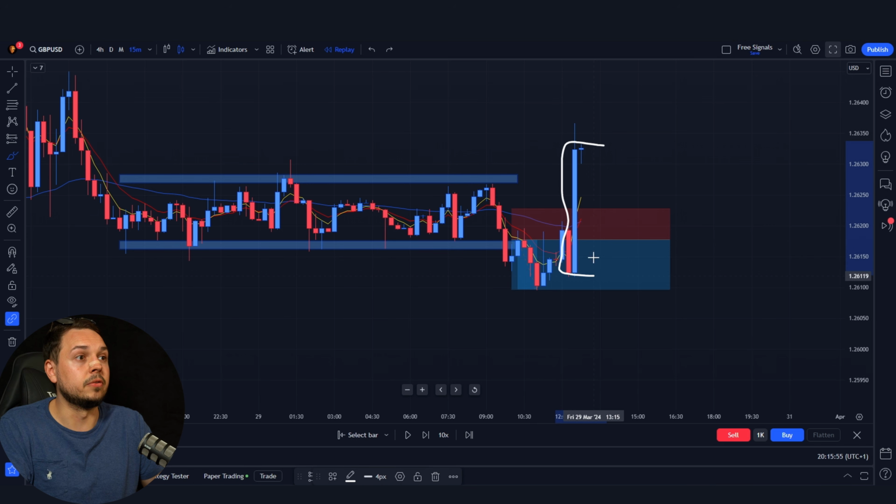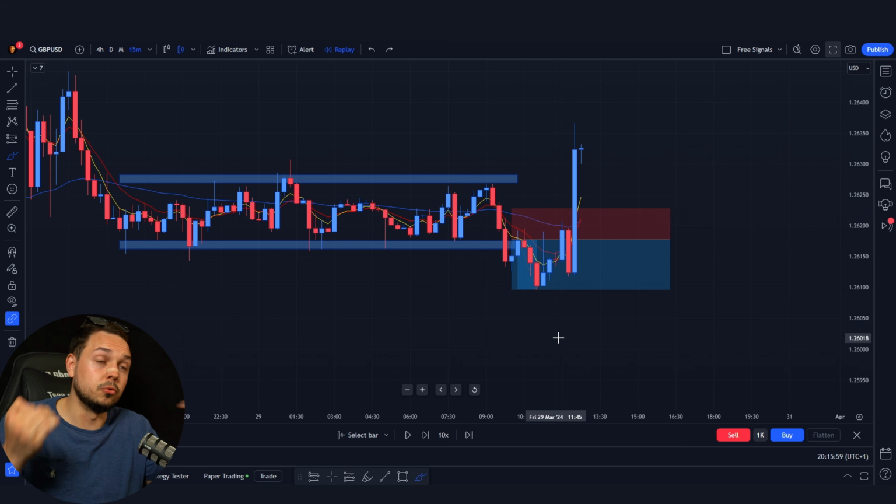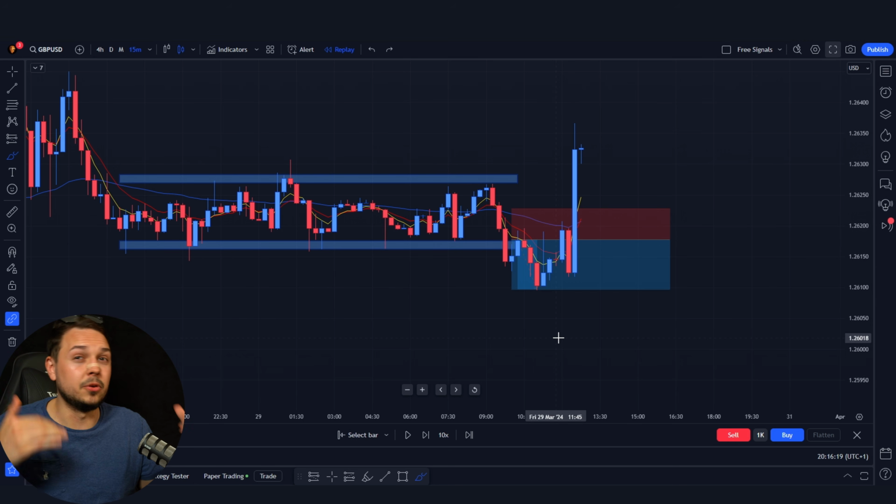Imagine this candlestick did drop towards the downside. That would be a very profitable trade. All I'm saying, don't get disappointed if your trade does get wrecked through the news. It's just hard to predict.